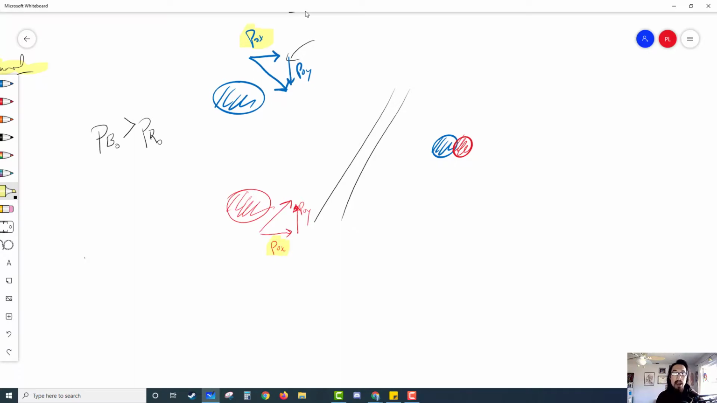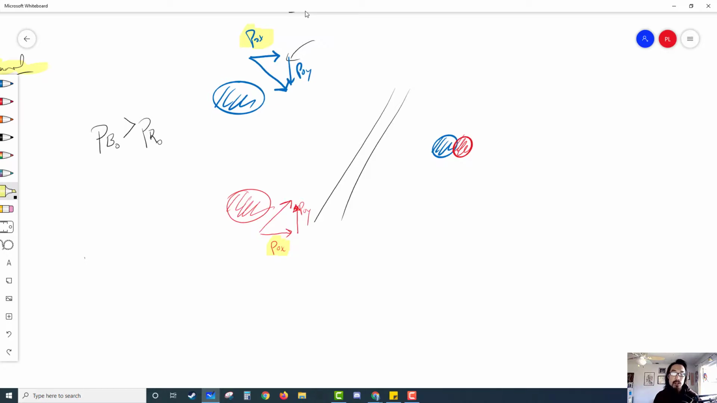So that must mean that after they combine, the combined system, or the combined object, is going to have a greater momentum going to the right, because the two momenta are going to add up to each other. So the momentum is going to increase going to the right.